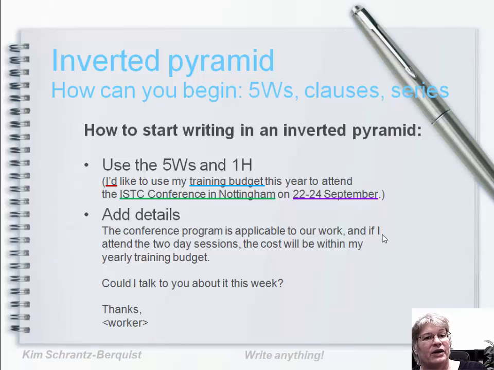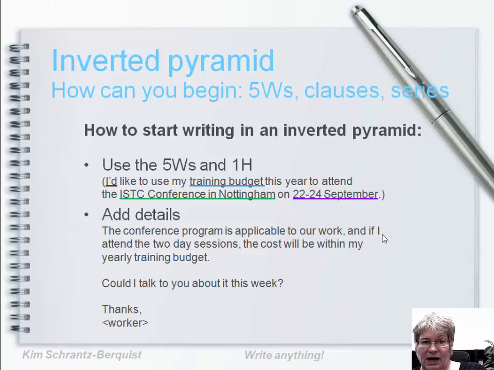So how can you start writing your inverted pyramid article, email, or paragraph? Well, start with the 5 W's and H: who, what, why, when, where, and how. For example, in the email that we had done in the first video: I'd like to use my training budget this year to attend the ISTC conference in Nottingham on the 22nd to the 24th of September.